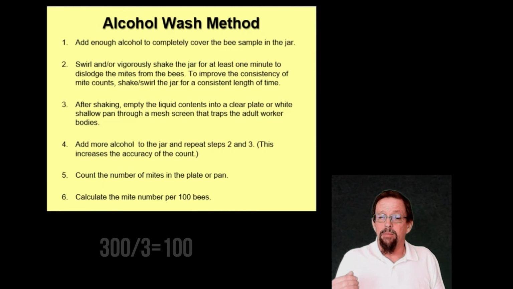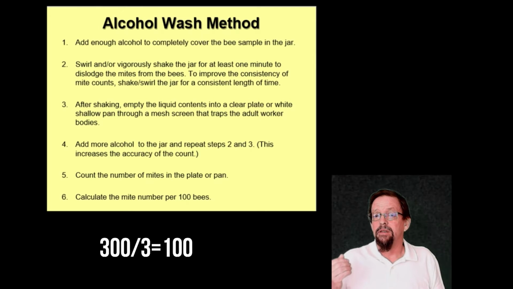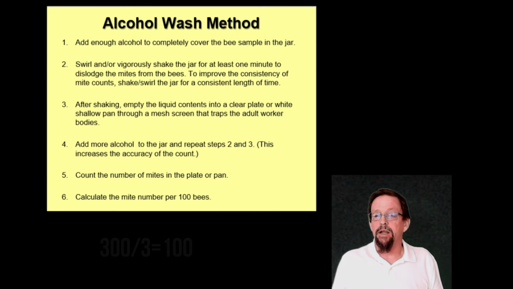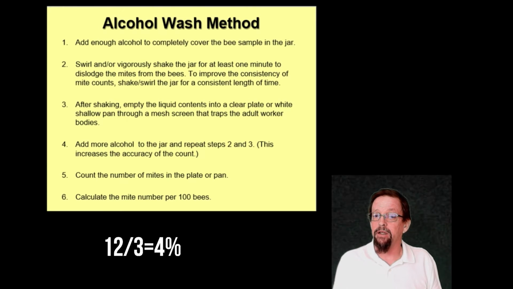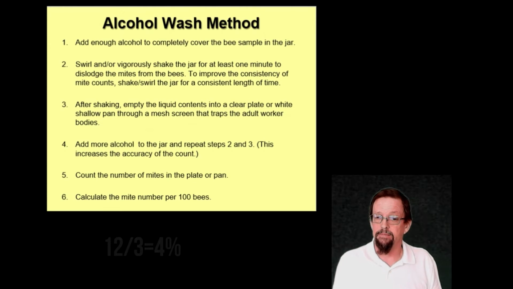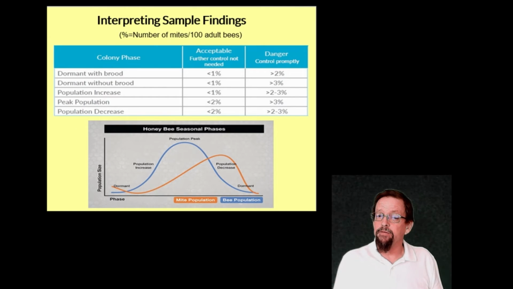With this sample, say that you had 300 bees, and the mites that were in the alcohol were 12. You're going to take your 12, divide it by 3. That means you have 4 mites in your drop, which is 4 mites per 100, so your mite load in this case is 4%. Alright, interpreting the findings.